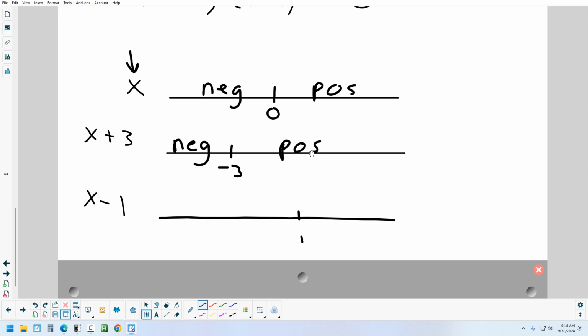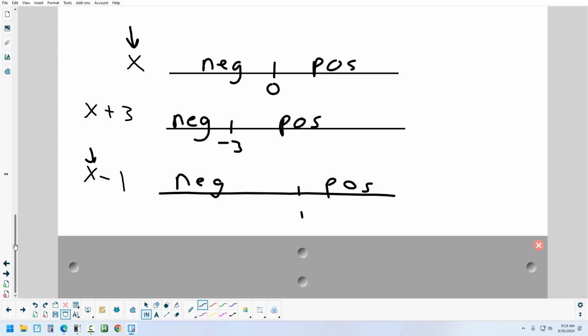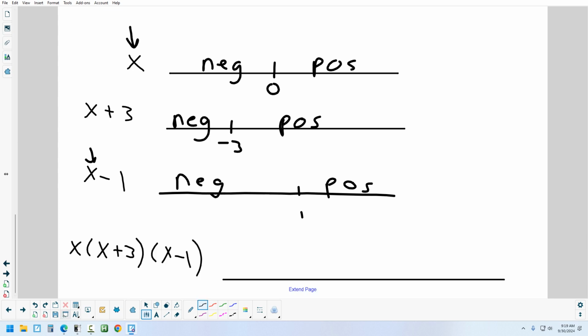And the bottom one? What if we plug in a number smaller than 1 into x minus 1? Michael? Negative. Yep. And then what if you plug in a number bigger than 1? Right there, you get a positive. Okay, so we're going to combine all that together. When I put all those roots on the same number line, how many sections is that going to split the number line into? Yeah, 4.